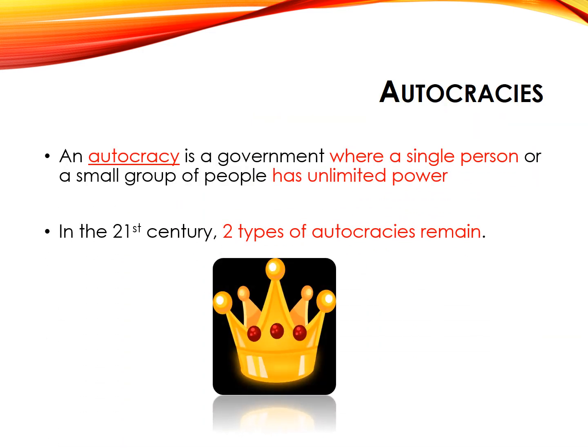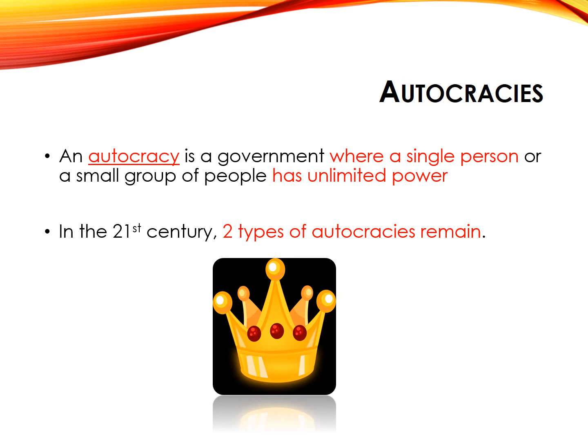The second form of government is autocracy. An autocracy is a government where a single person or small group of people has unlimited power. Like democracies, autocracies come in many varieties. An example from the distant past is the Roman dictator Julius Caesar, absolute ruler of the Roman Empire. Absolute monarchies, where the king was absolute ruler, provide another example.